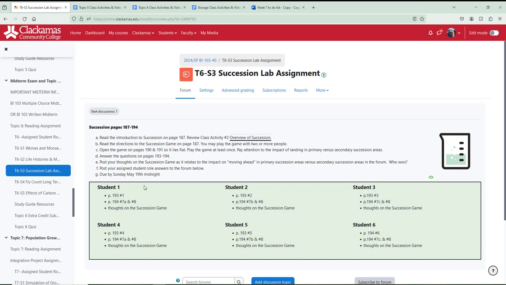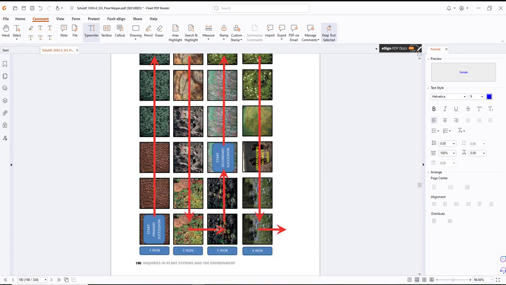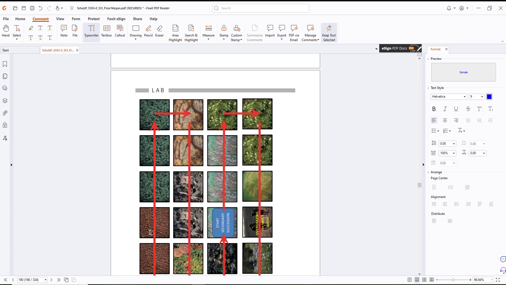So you're going to play this game. You're going to read about the game on page 185. You'll need a coin, and you will have a board game. The board game is included in your book here. So here's your board game. You're going to start here, and you need some place markers, so grab another coin or paper clip or whatever you want as your placeholder.